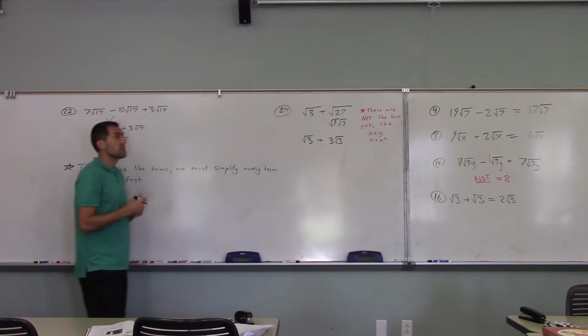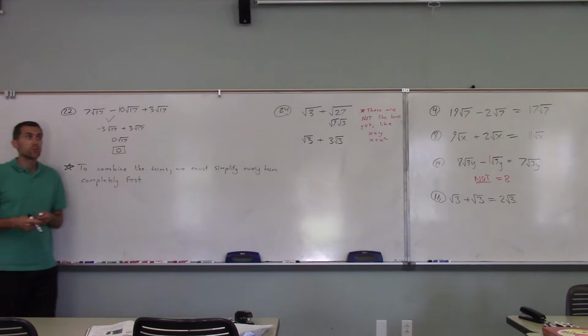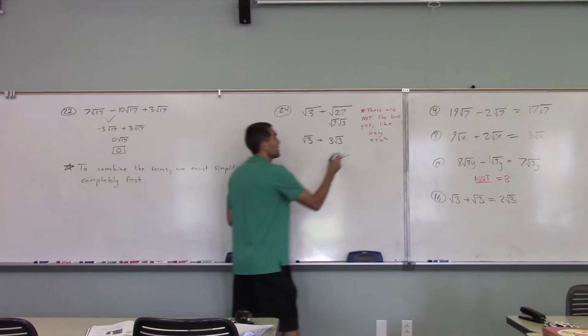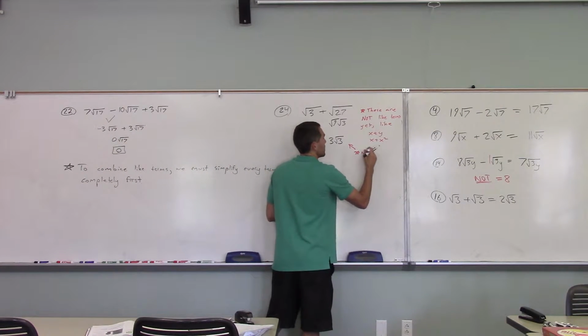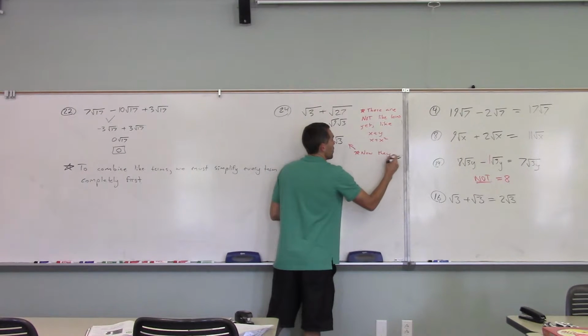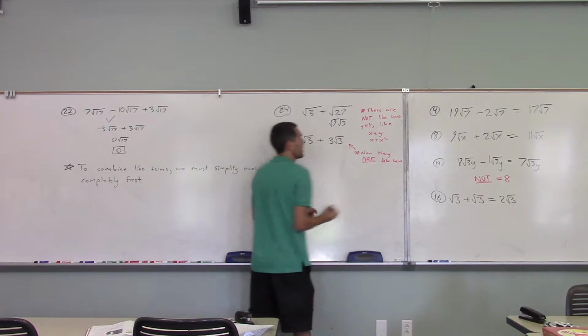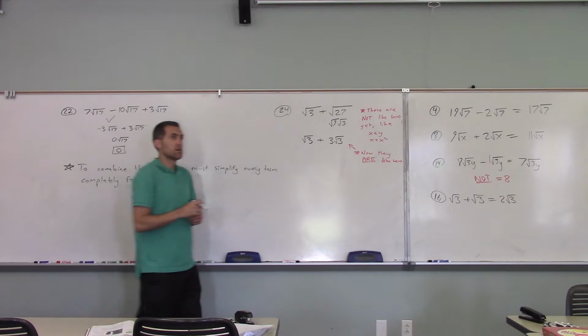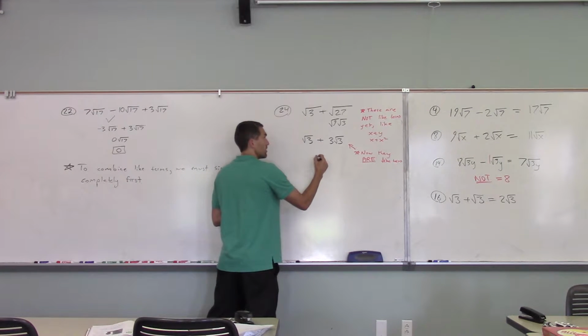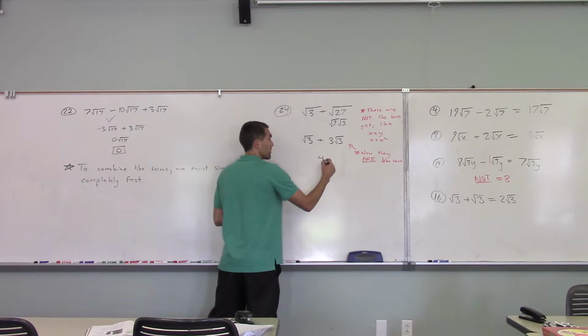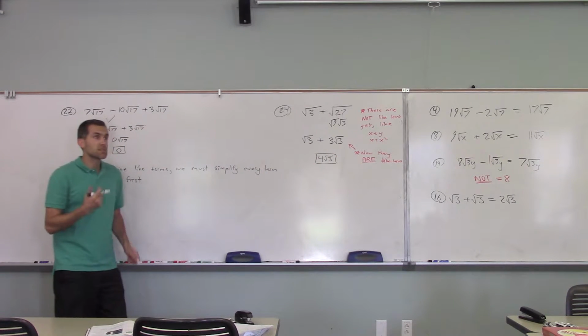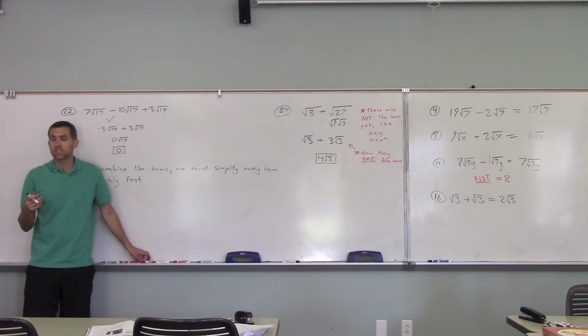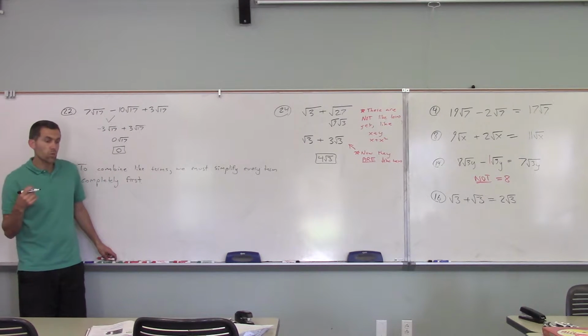Perfect. Okay, so now that you've simplified it, we can combine like terms. Now they are like terms. Right? And what's root 3 plus 3 root 3? 4 root 3. 4 there, because we have one of them plus 3 more, so we get 4. And that's the majority of the problems in this section are gonna look like that, or one other type of thing.